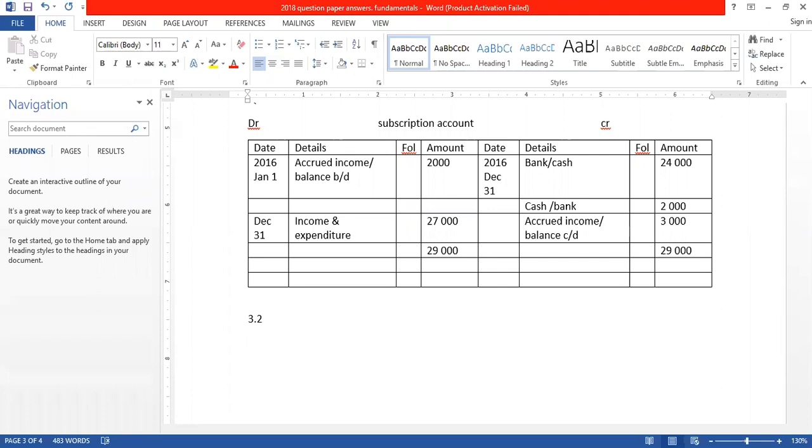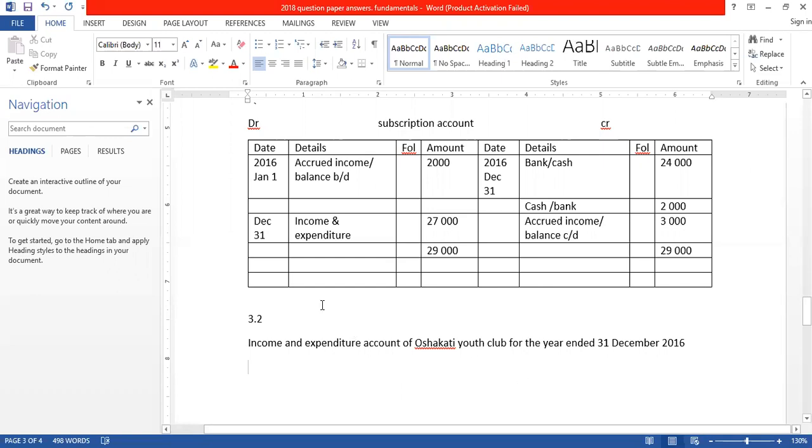So the heading is: Income and expenditure account of Oshakati Youth Club, the name of the NGO, for the year ended 31 December 2016.